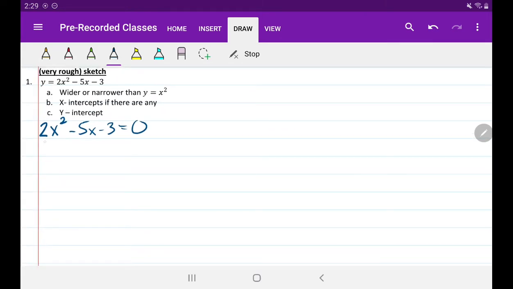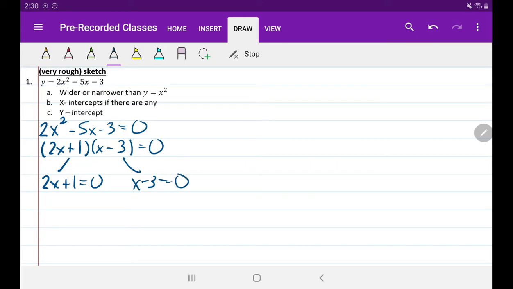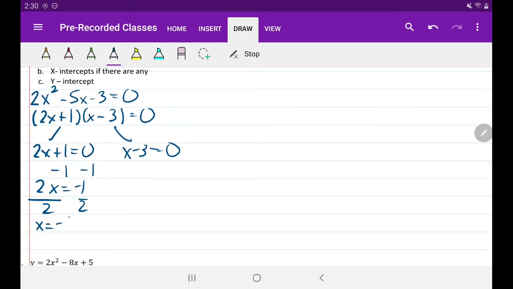So I'm going to try to factor this with first and last. I'll have a 2x, an x, and the whole thing is 0. I'm going to do minus 3 plus 1. That'll give me negative 6 plus 1 is negative 5, so that works out. Then I'll split up my factors, set them each equal to 0, and solve. So 2x plus 1 equals 0. I'll go ahead, minus 1, 2x is negative 1, divide by 2, x is negative 1/2. So that's 1 x-intercept, and then we can add 3, and x is 3.